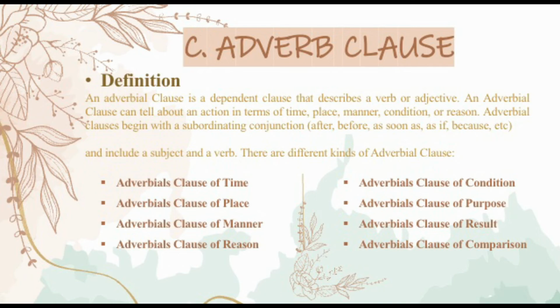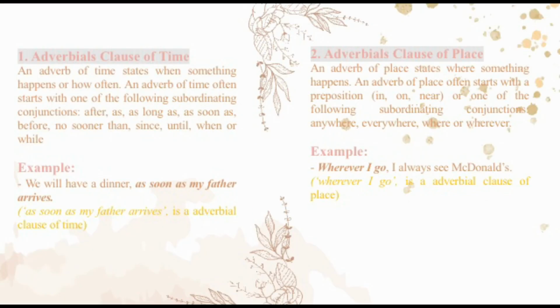There are different kinds of adverbial clause, such as adverbial clause of time, adverbial clause of place, adverbial clause of manner, adverbial clause of reason, adverbial clause of condition, adverbial clause of purpose, adverbial clause of result, and then adverbial clause of comparison. And of course, we have to talk about it one by one. The first one is adverbial clause of time.